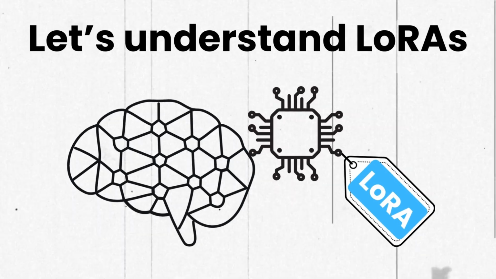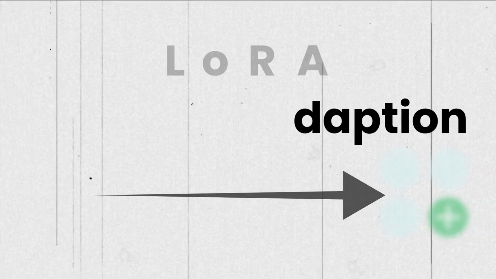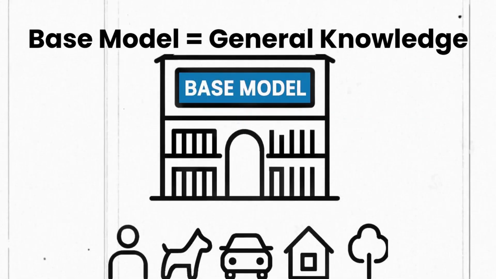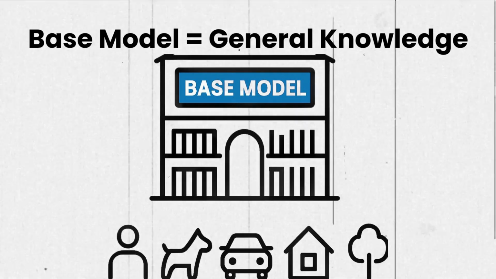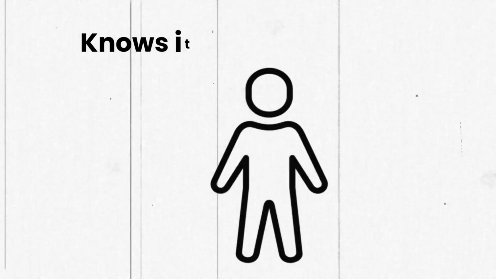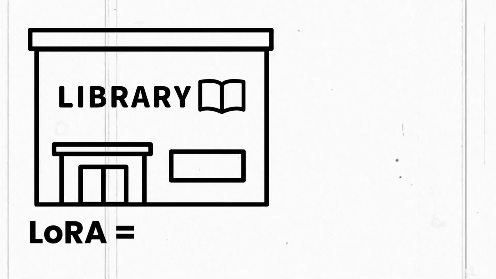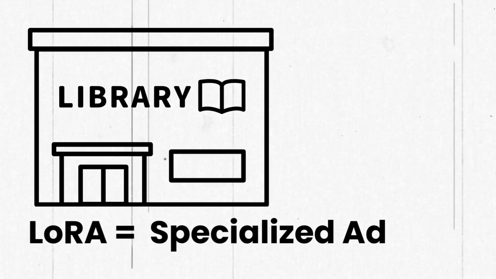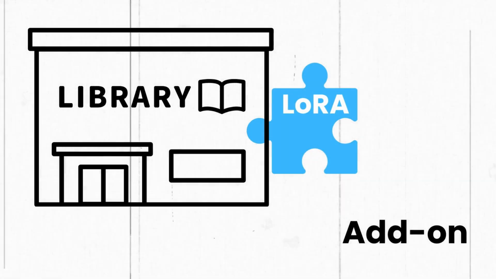Before we start, let's understand what LoRAs are. LoRA stands for Low Rank Adaptation. A base model like the SD 1.5 checkpoint that I'm using in this course is a massive library of general knowledge. It knows what a person looks like, but it's still a bit generic. A LoRA, on the other hand, is like a highly specialized add-on or a mini training file that you plug into that library.